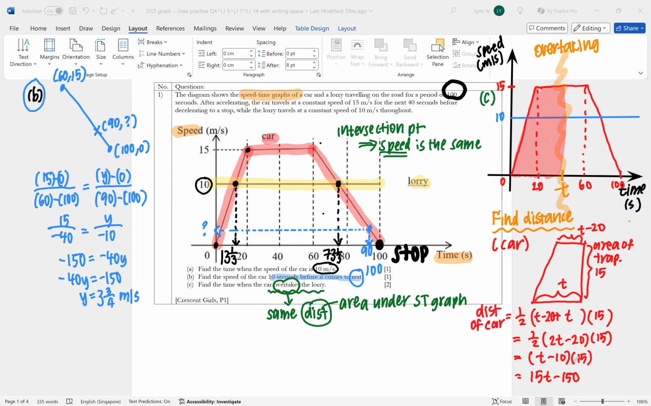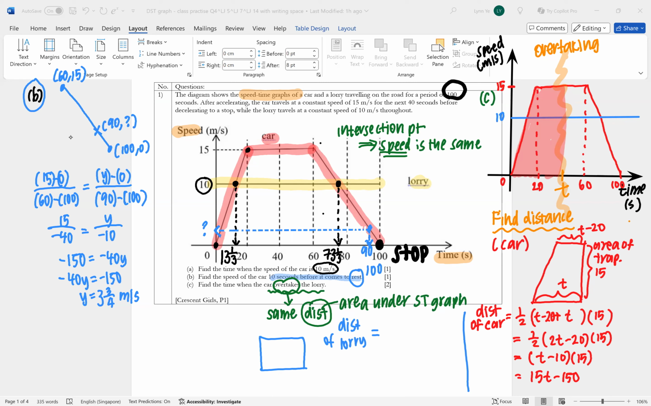So I give you guys some time to copy. Once you're done, we can move on to the lorry. So a lorry is the one in blue. All right, so let's go. Next is the lorry. So the lorry is also the same thing.